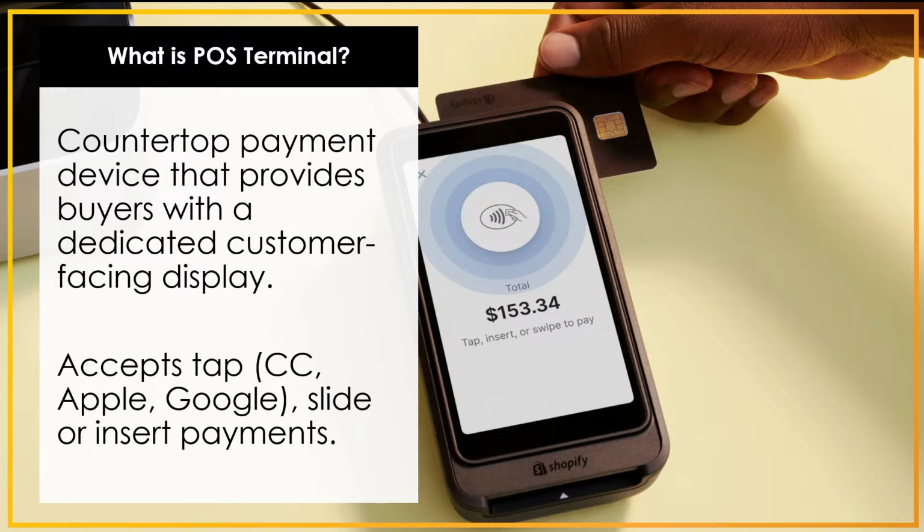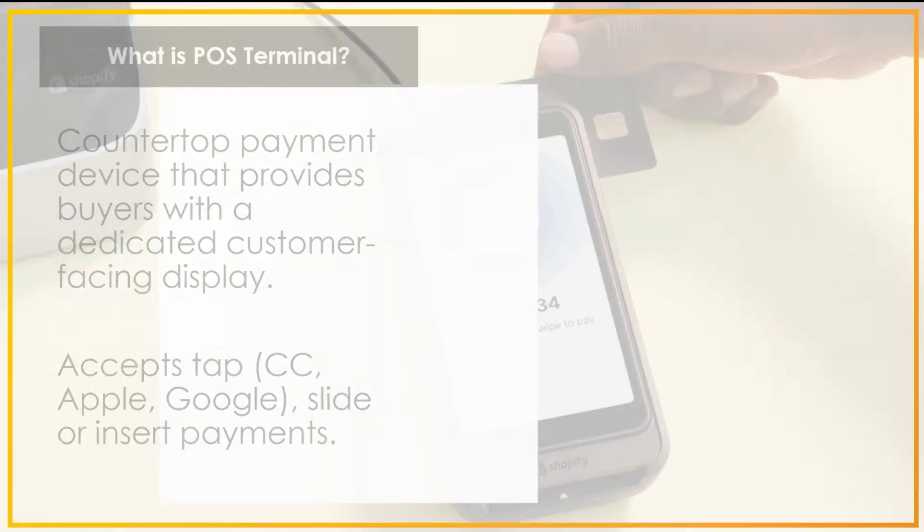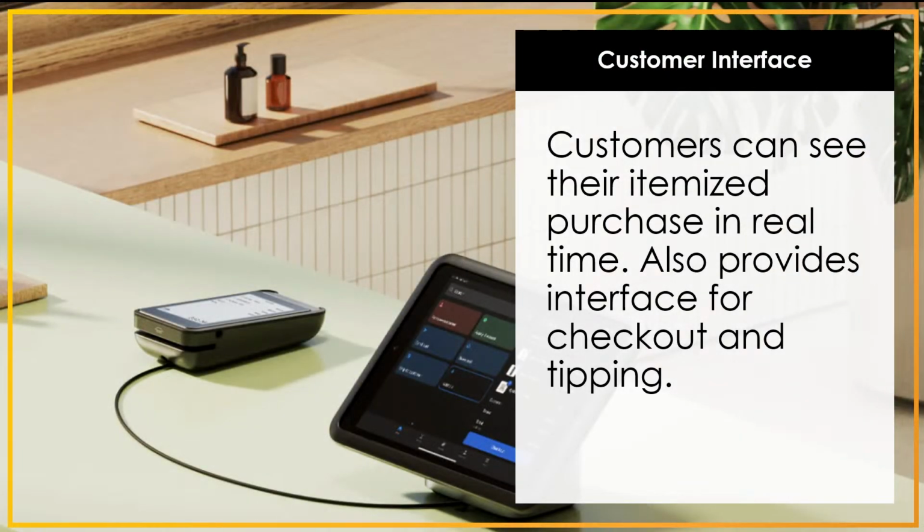So it's got tap, it's got insert, you can slide, it accepts all the Apple Pay, Google Pay, all that kind of fun stuff. So it's a nice little terminal specifically for the customer. And it is their interface, right? So as you're ringing things up on the terminal, on the POS, as you're adding products into the cart, they can see everything happening there in real time. So adding products, removing products, they can see everything.